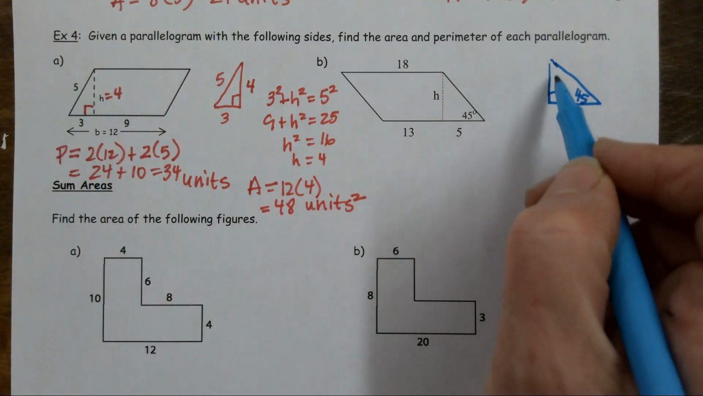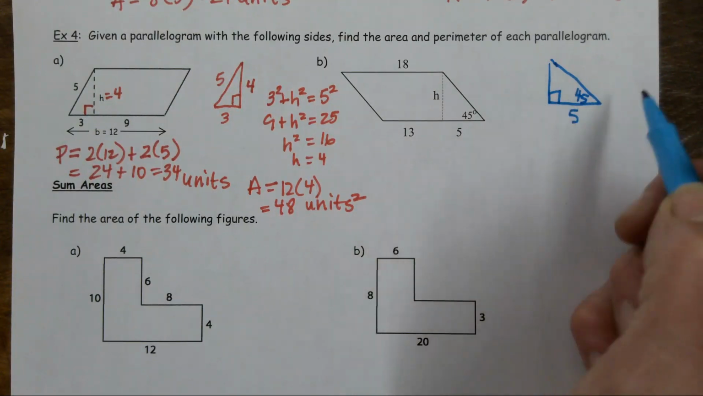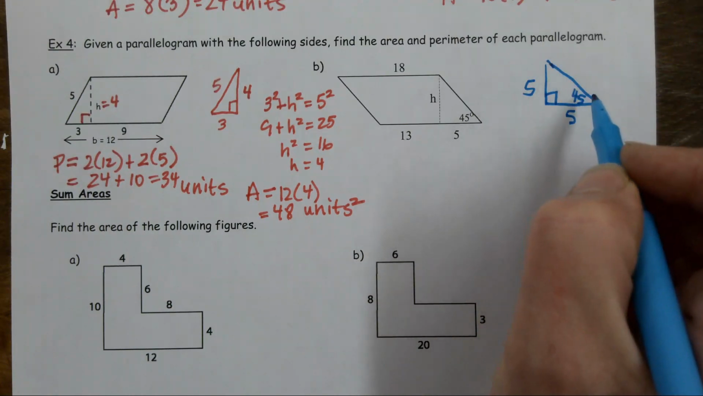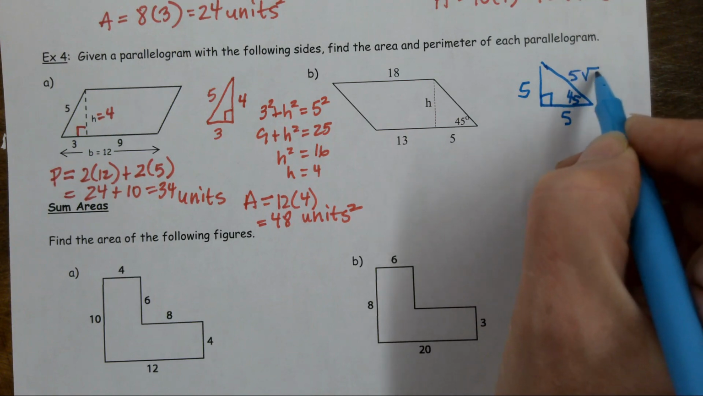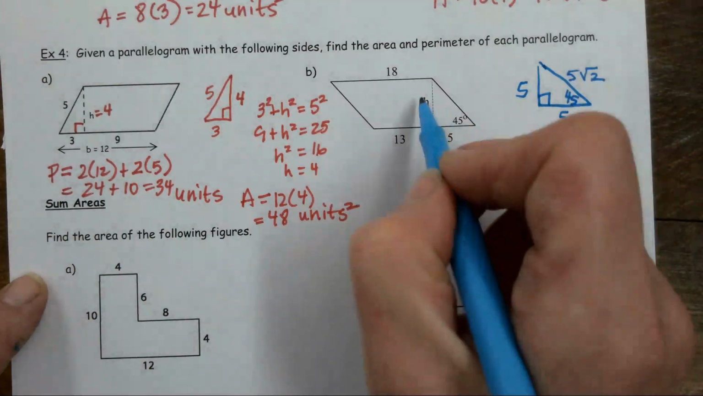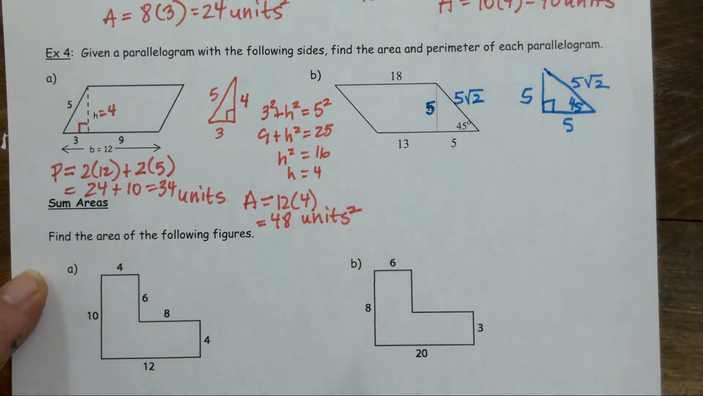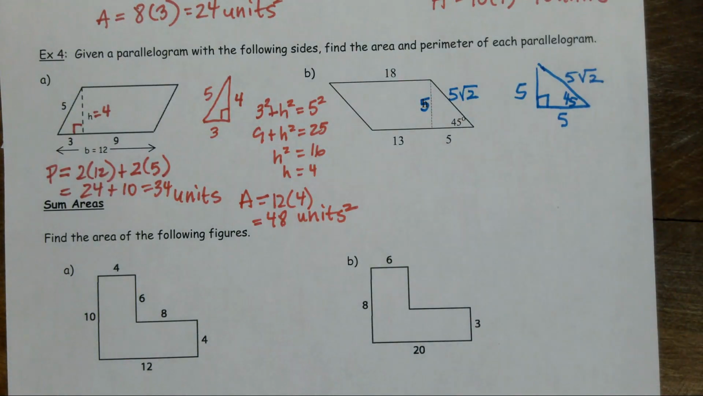what does the height have to be? 5. What does the diagonal or the hypotenuse have to be? 5 times the square root of 2. So this is 5. This is 5 times the square root of 2. That 5 times the square root of 2 is going to be ugly in my formula, but it's still workable.